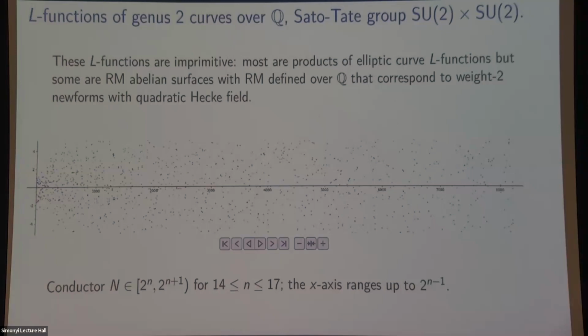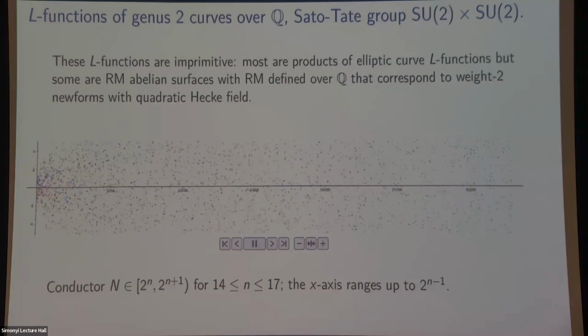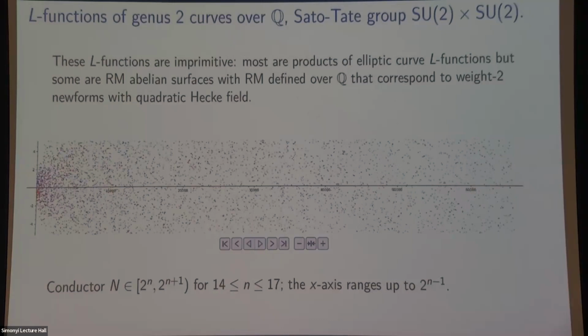So these are going to have real multiplication. But in this data set, the products of elliptic curves completely dominate. So that's what most of these are. But in either case, the L functions are imprimitive. So we're really taking the product of two L functions when we do this.